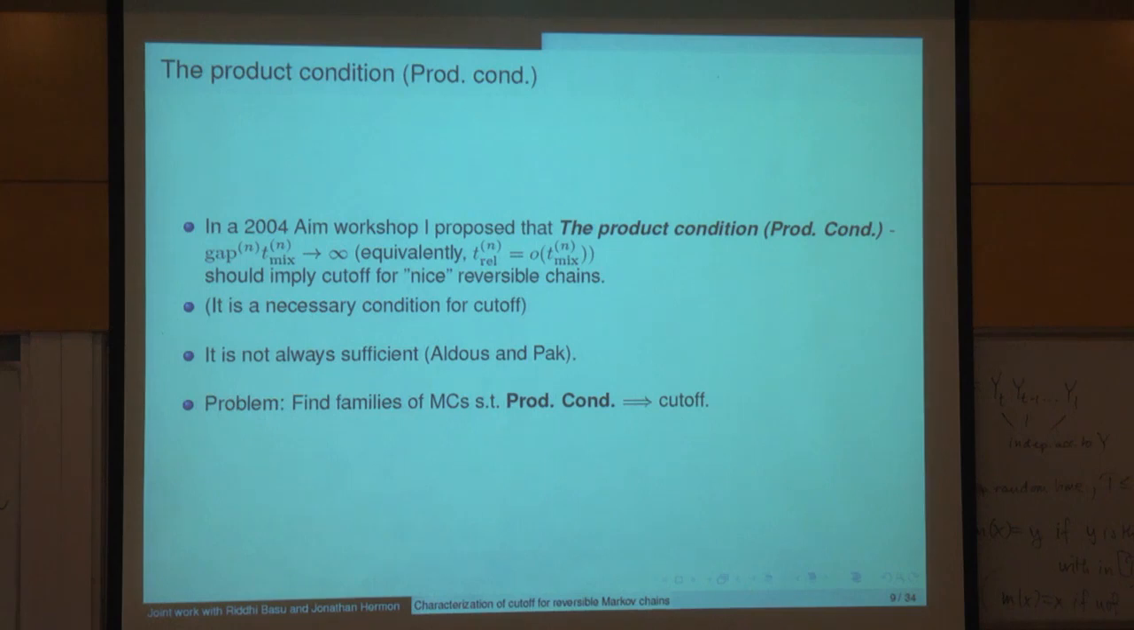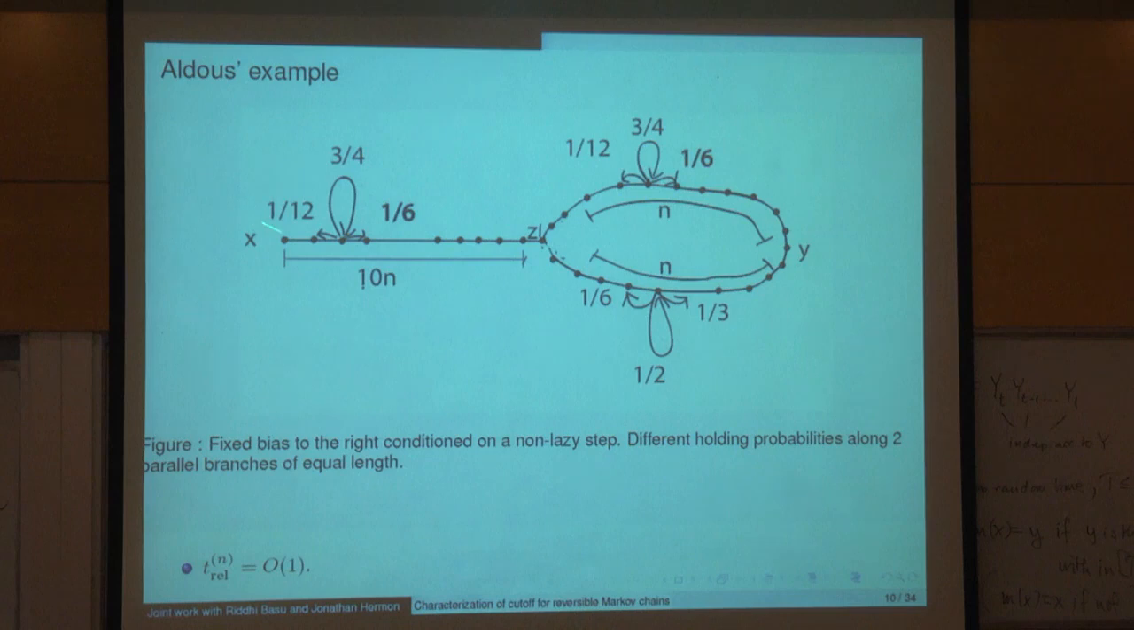So if a condition like this would be sufficient, we'd be very happy, because we just need to estimate the spectral gap and the mixing time up to constants in order to know whether this condition holds. Unfortunately, this isn't enough, but that's the goal. So here is the Aldous example, or some variant of the Aldous example.